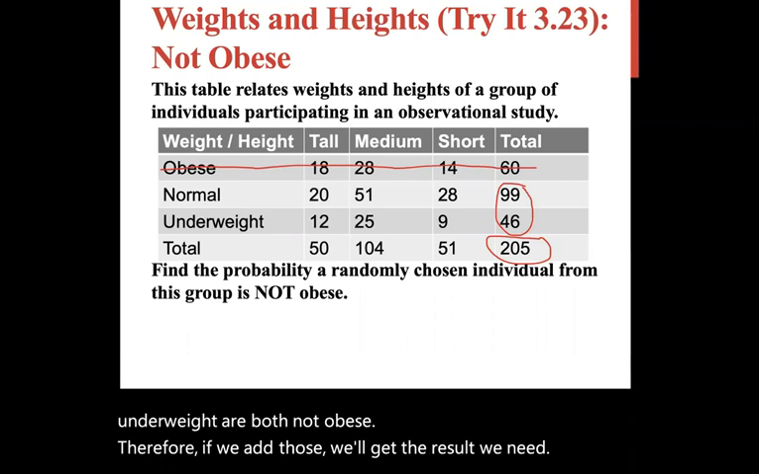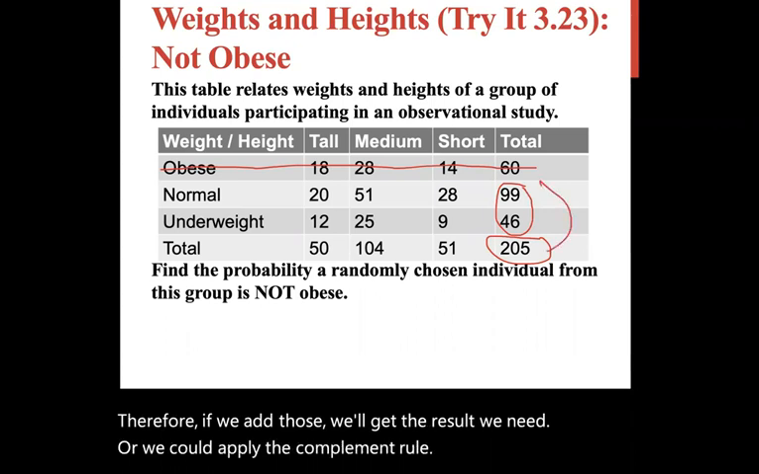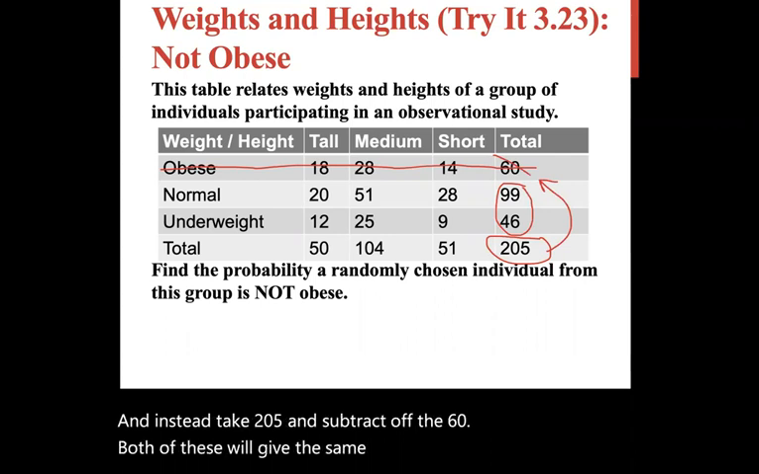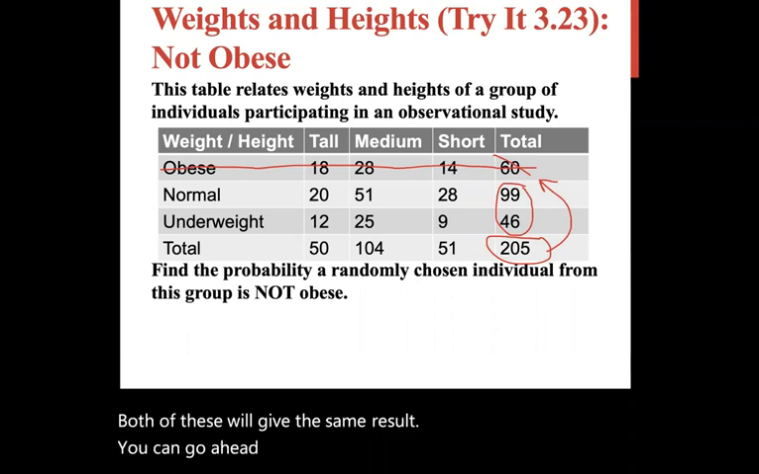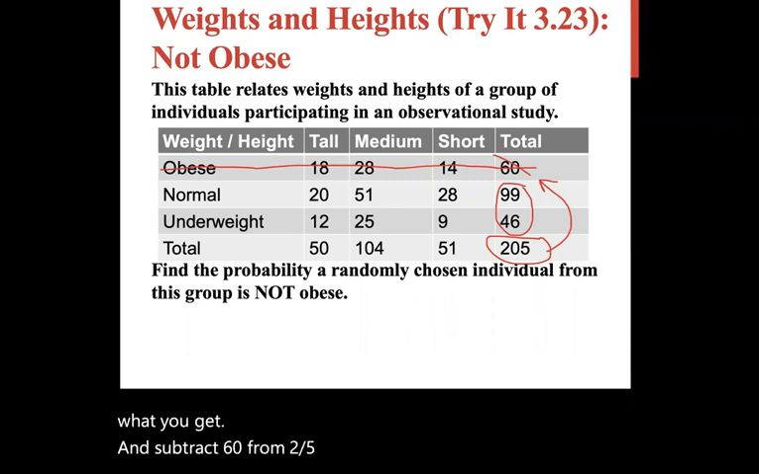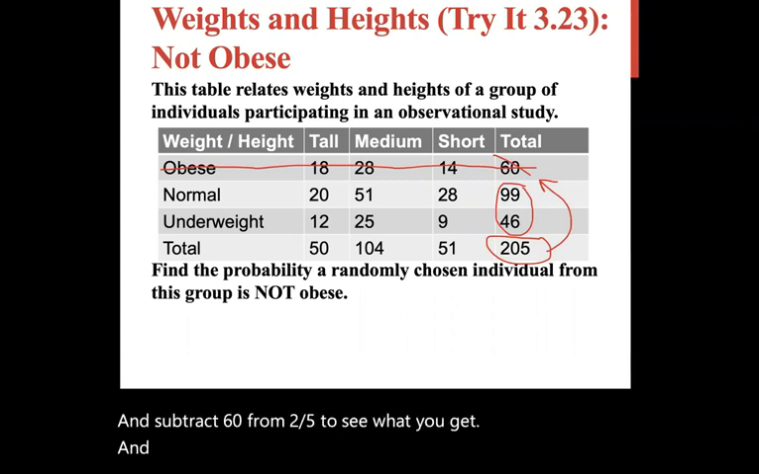Or we could apply the complement rule and instead take 205 and subtract off the 60. Both of these will give the same result. You can go ahead and add the normal and underweight to see what you get, and subtract 60 from 205 to see what you get, and you're going to get the same value.